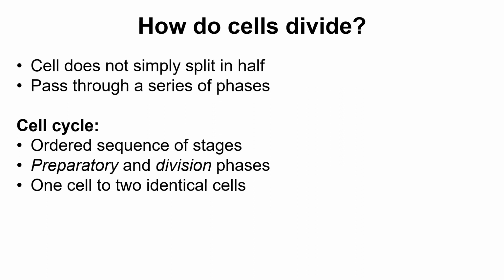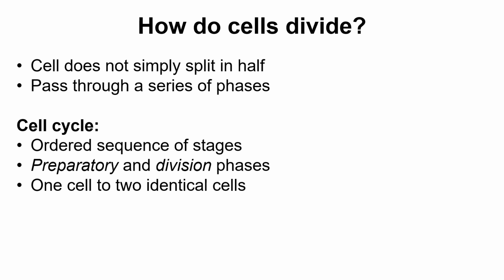So the cell cycle is an ordered sequence of stages. There's a preparatory phase and also a division phase. One cell divides into two identical cells. They're identical in terms of size, in terms of the amount of DNA, and the amount of organelles that it has.